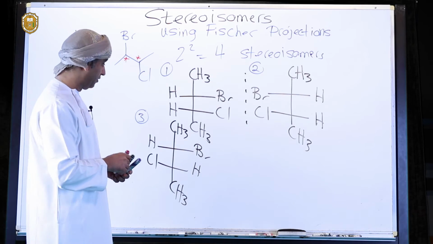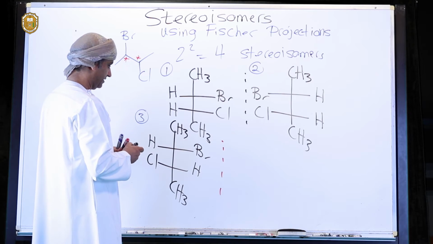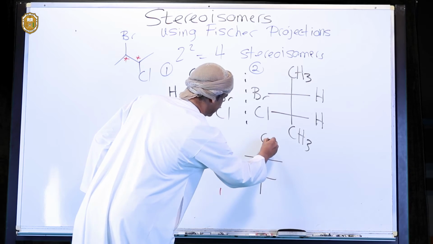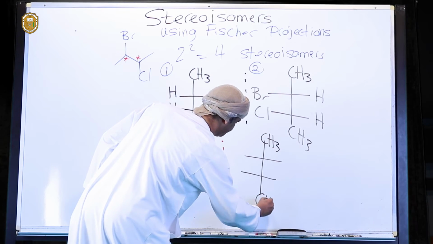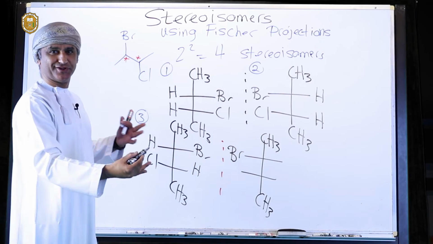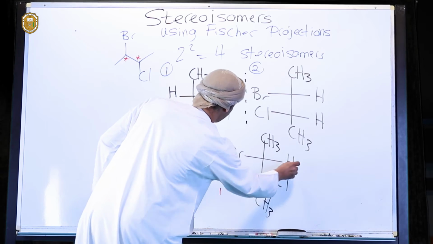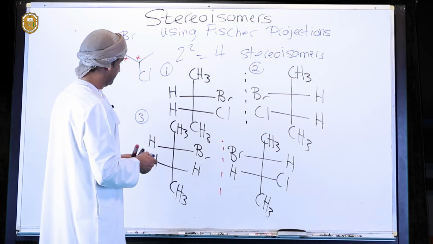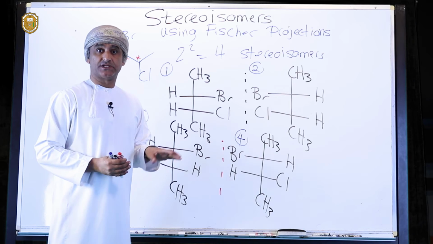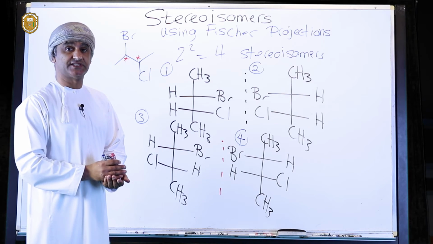To get the fourth stereoisomer, we draw the mirror image of 3, and it is this one here, again as if you put 3 in front of a mirror. So this is stereoisomer 4. These are the 4 possible stereoisomers, using Fischer projections this time.